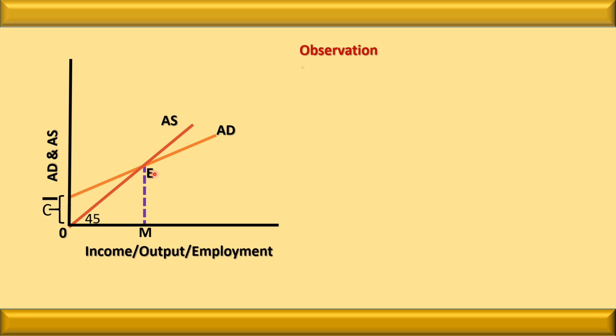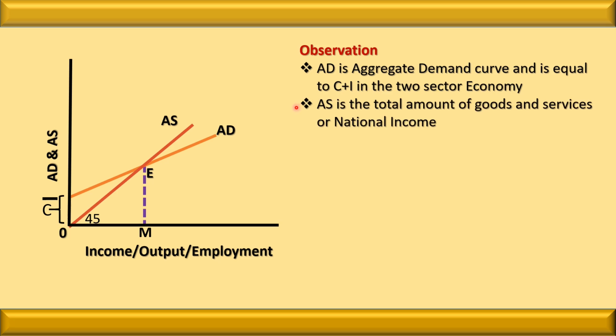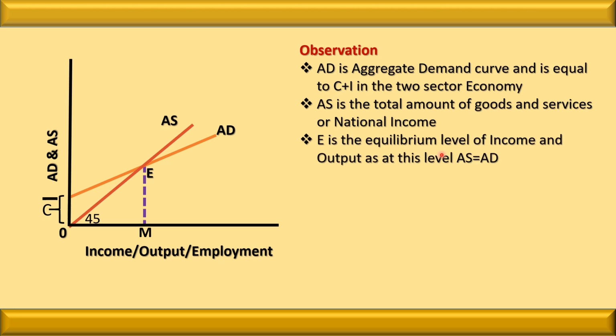Try to see the observations. AD is the aggregate demand curve and is equal to C plus I in the two-sector economy. Consumption plus investment. Investment means autonomous investment. AS is the total amount of goods and services, or the national income. E is the equilibrium level of income and output. At this level, aggregate supply is equal to aggregate demand.